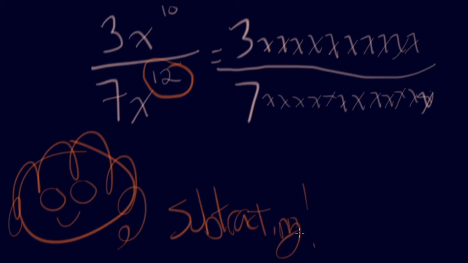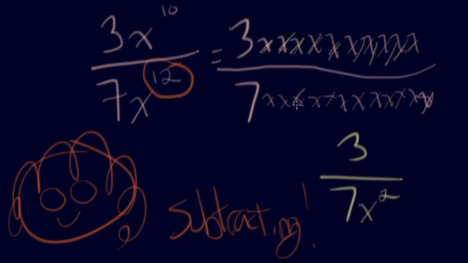Do you remember that from the very first lesson? So I'm subtracting. So what's 12 minus 10? 2. Great. And where do they go? On the bottom. So my final answer is going to be 3 over 7x squared. Now visually, if you want to do it, I would eliminate these 10 x's, and I would eliminate these 10 x's, and these 2 x's would still remain there. So that's why they're down there, because there's more of them. So think about that. Where is there more? Do your subtracting and leave them there.